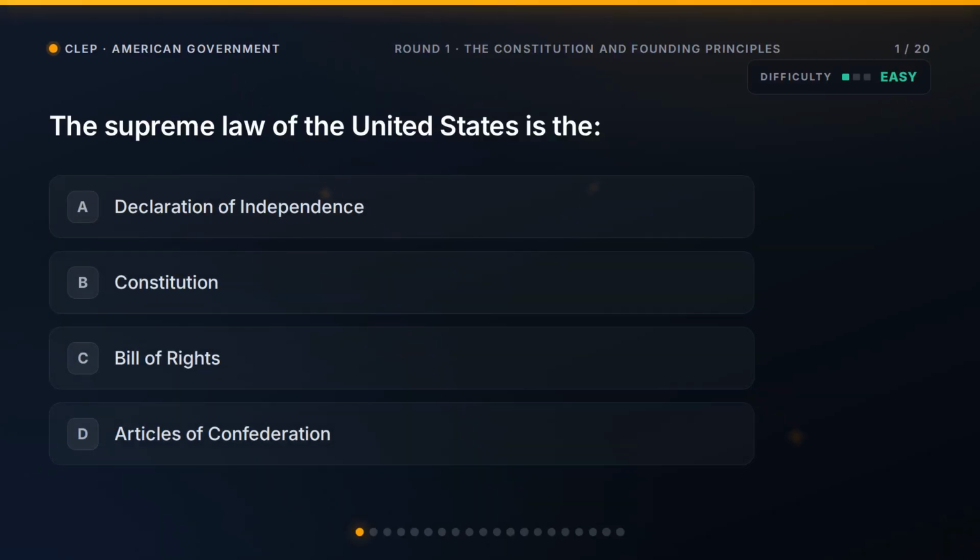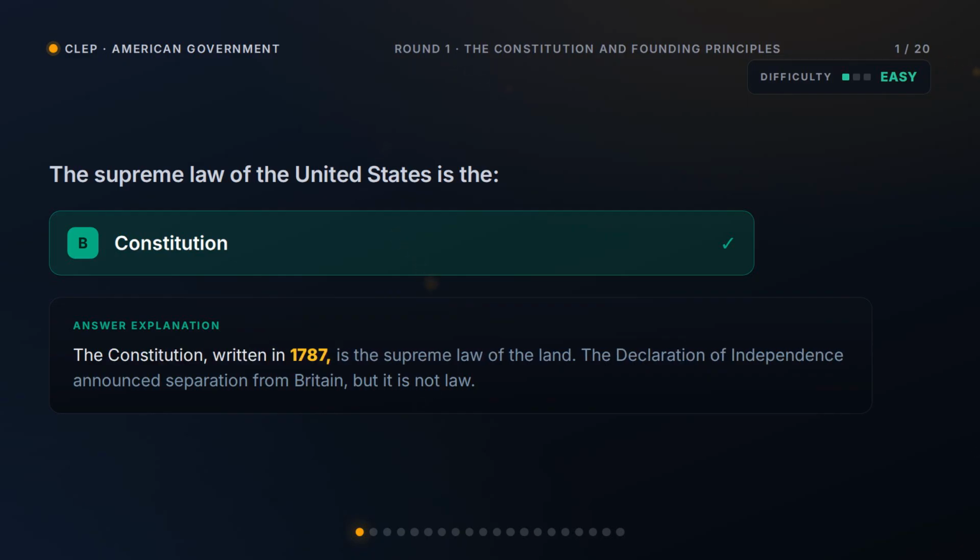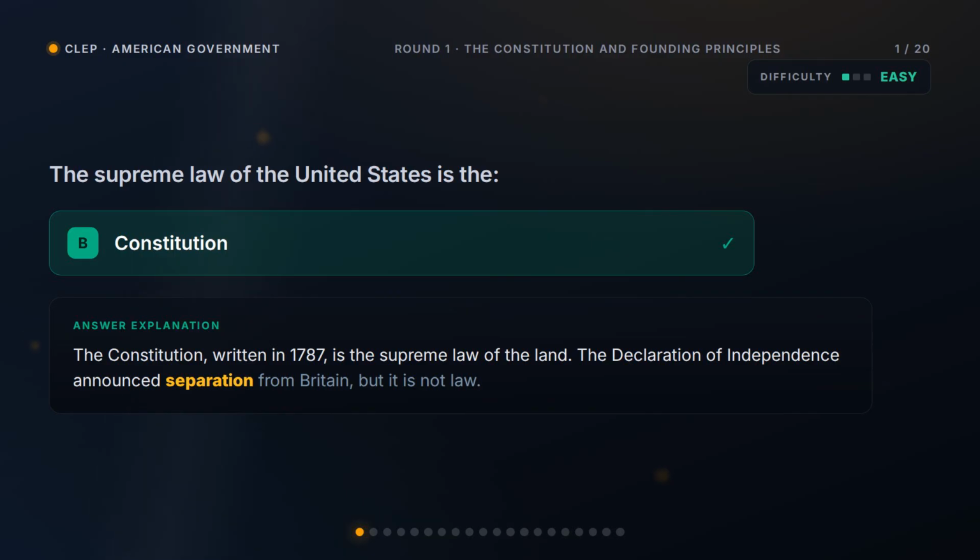Question 1. The supreme law of the United States is the A. Declaration of Independence. B. Constitution. C. Bill of Rights. D. Articles of Confederation. The answer is B. Constitution. The Constitution, written in 1787, is the supreme law of the land. The Declaration of Independence announced separation from Britain, but it is not law.